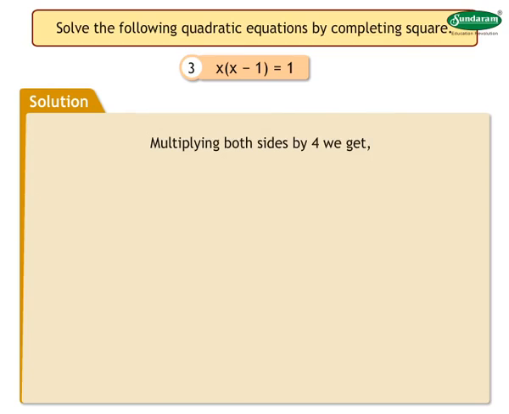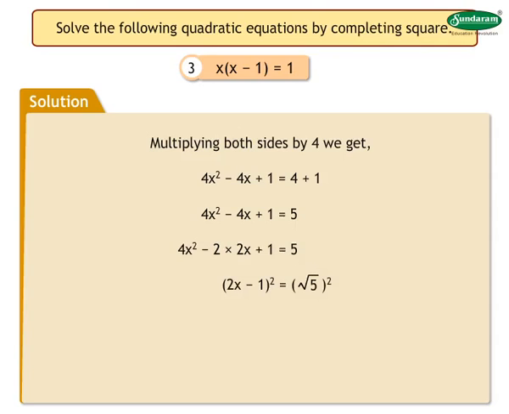Multiplying both sides by 4, we get 4x² - 4x + 1 = 4 + 1. 4x² - 4x + 1 = 5. 4x² - 2·2x + 1 = 5. (2x - 1)² = (√5)². 2x - 1 = ±√5. Therefore, x = (1 + √5)/2 or x = (1 - √5)/2.